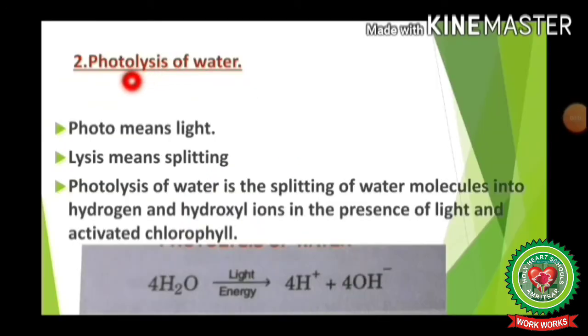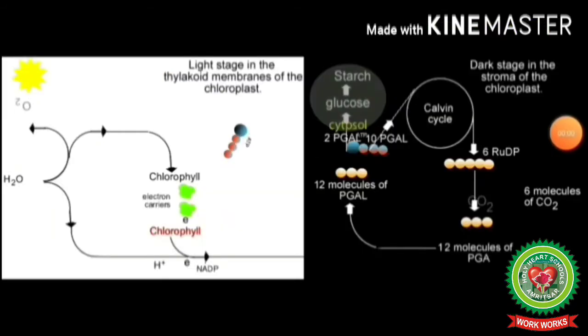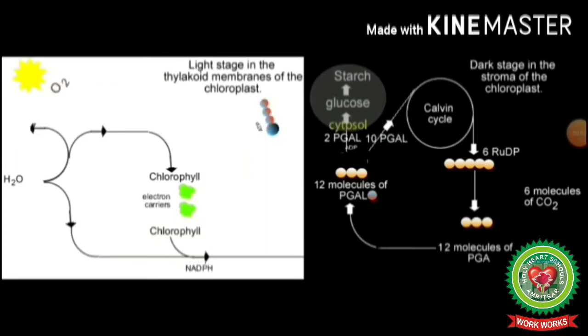Second step is photolysis of water. Photo means light, lysis means splitting. Photolysis of water is the splitting of water molecules into hydrogen and hydroxyl ions in the presence of light and activated chlorophyll. In this picture you can see water molecules break down into H positive, that is hydrogen, and OH negative, that are hydroxyl ions, and this process is called photolysis of water.